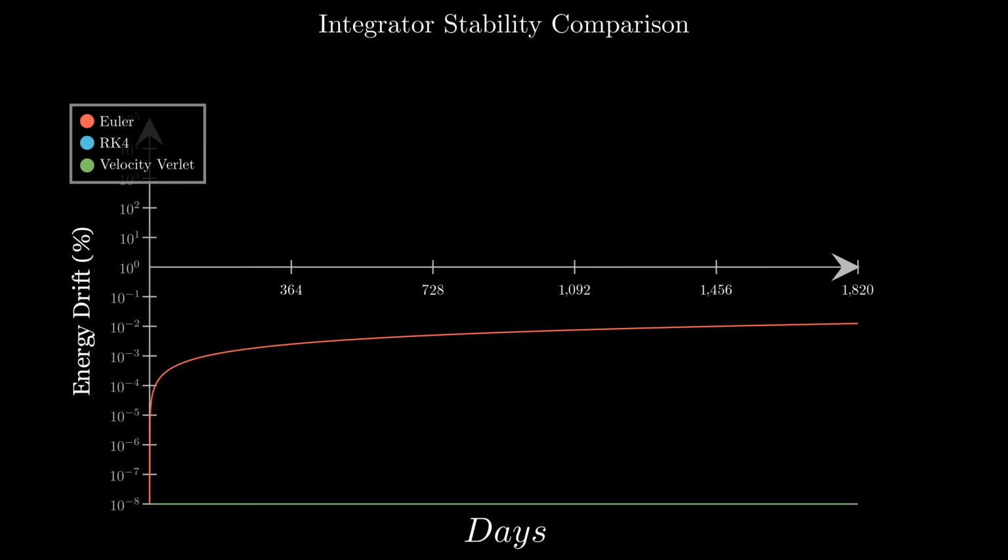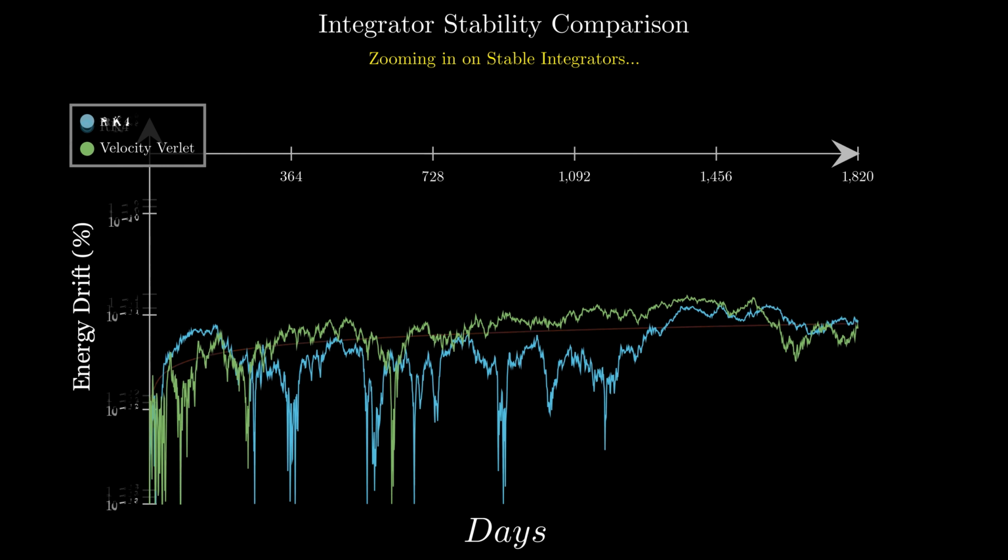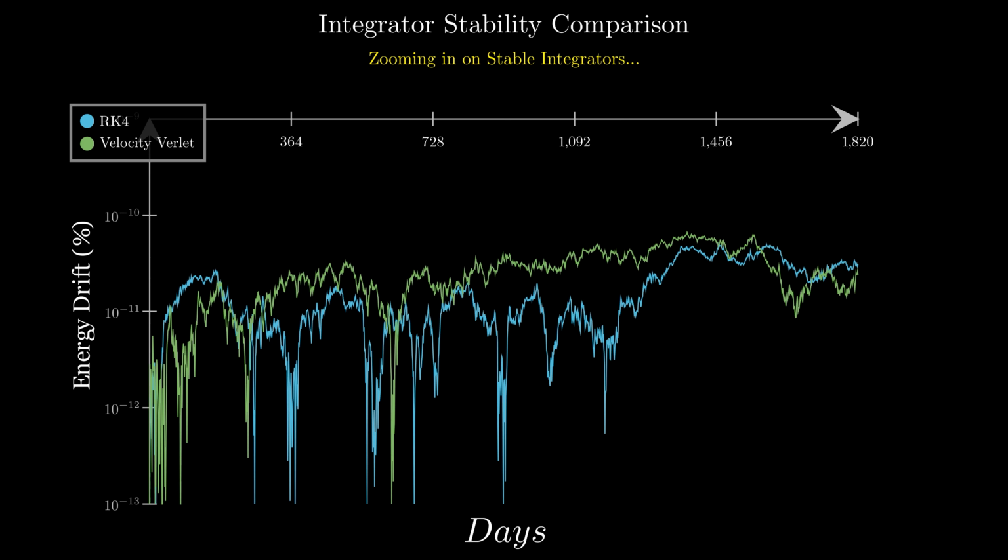Strangely, we can see a green line at the bottom of the graph, and if you were paying attention to the animation, you saw a blue line there as well. It seems that velocity-Verlet and RK4 are flatlining at 10 to the negative 8% error drift. If we zoom in, and there we go, we can see the insanity that is that graph. We can see that sometimes velocity-Verlet and RK4 are dropping down to 10 to the negative 13, and they're pretty equal. And it just shows the power of being symplectic or just having a high order method.